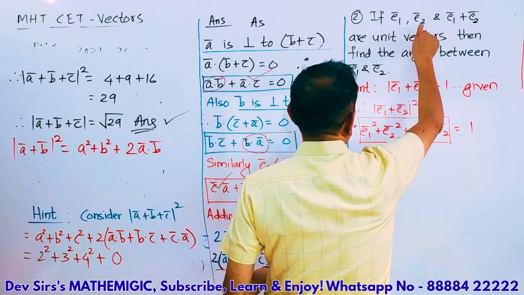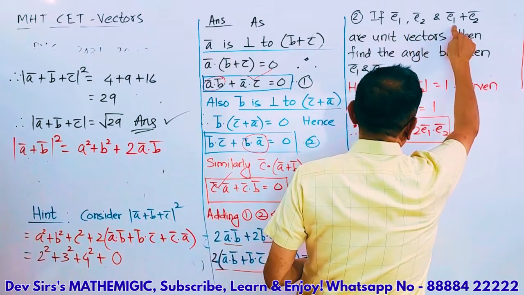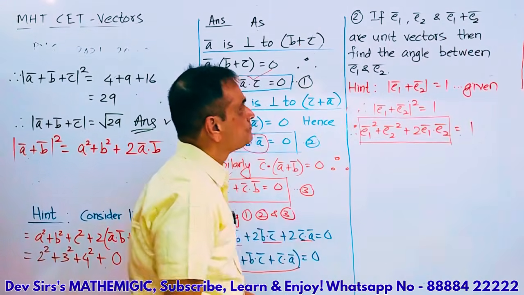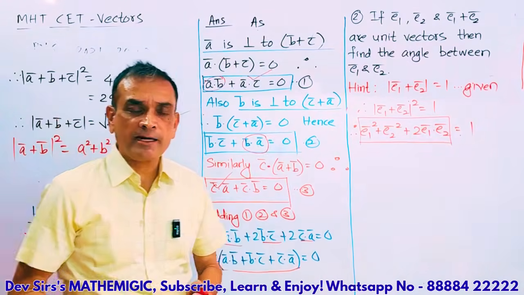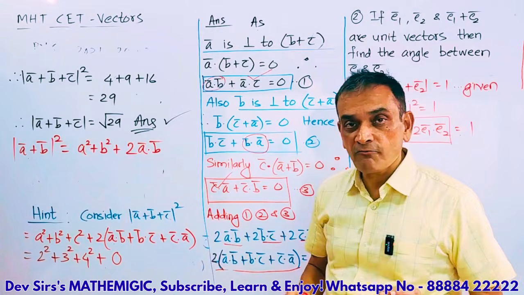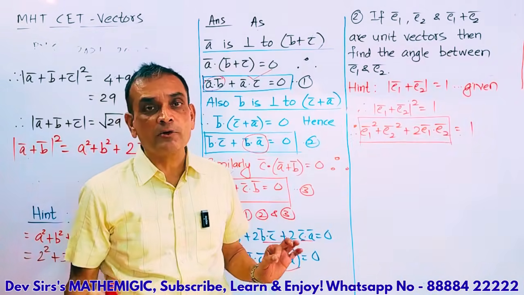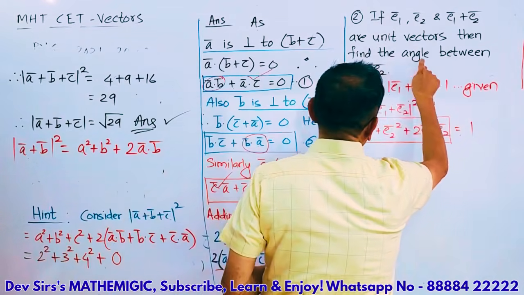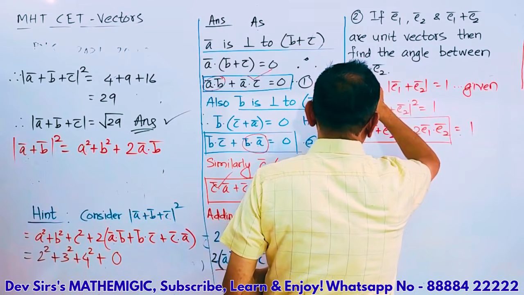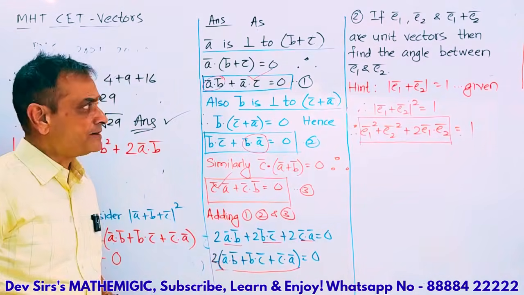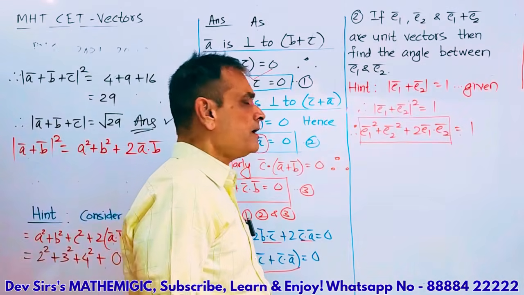If e1 bar, e2 bar and e1 bar plus e2 bar, that is e1 plus e2 as another third vector, are 3 unit vectors. Okay, unit vector means what? Remember friends, unit vector means its magnitude is 1 unit. Find the angle between e1 bar and e2 bar. All three are unit vectors. Interesting sum.